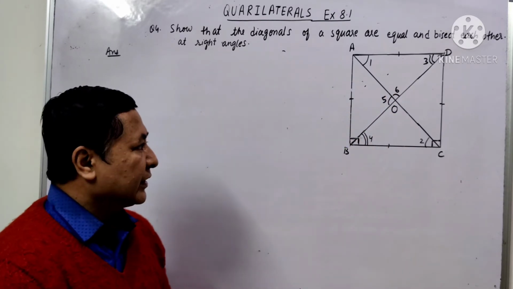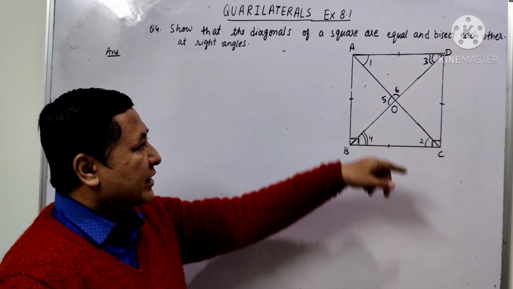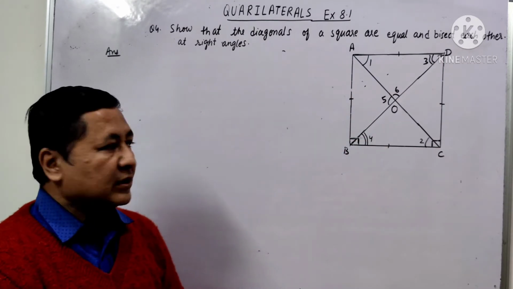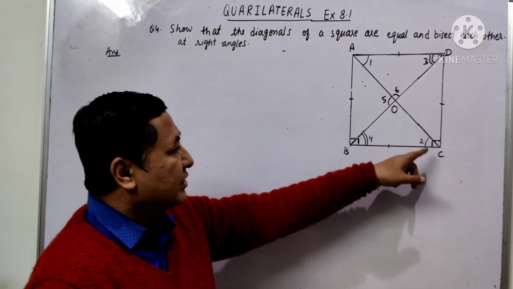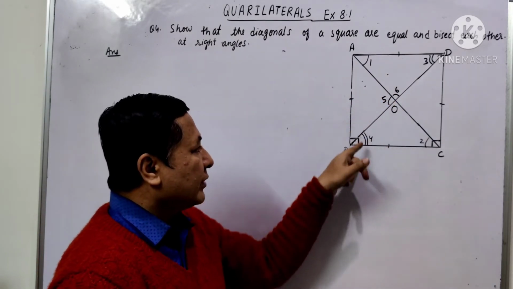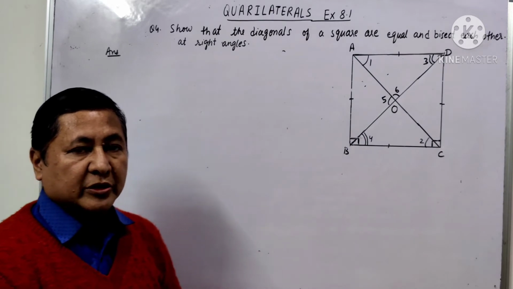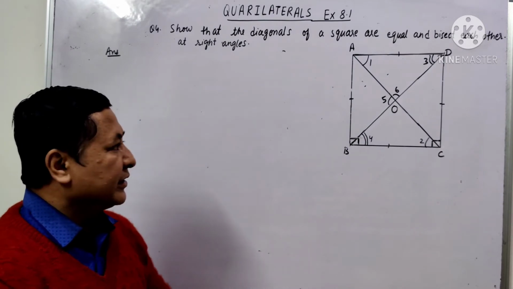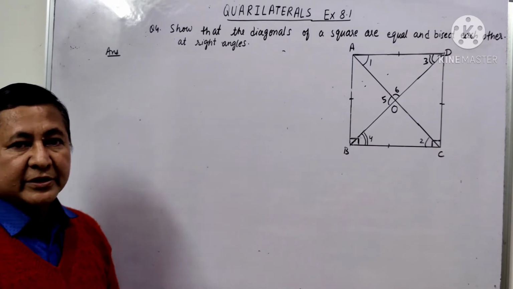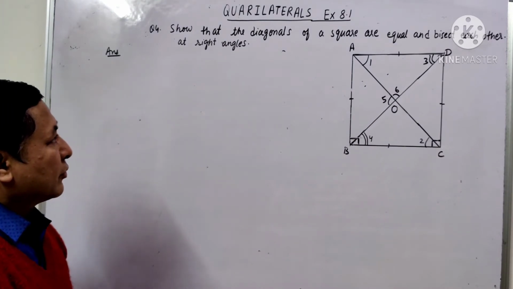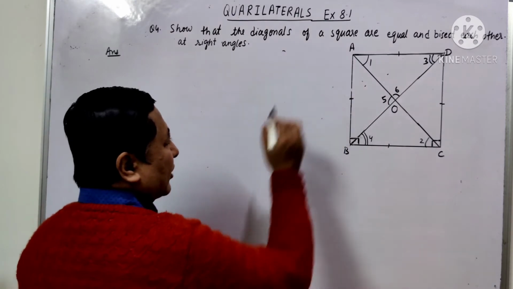So we have to prove that the diagonals are equal, that means AC and DB are equal, and we have to prove the diagonals bisect each other, that means AO and CO are equal and DO and BO are equal, and also they are bisecting each other at 90 degrees, that means we have to prove that angle 5 equals angle 6 equals 90 degrees. So let us first prove the first part, that the diagonals of a square are equal.